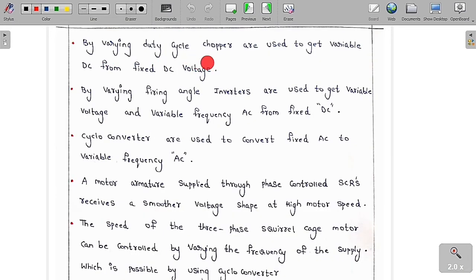By varying the duty cycle, choppers are used to get variable DC from a fixed DC voltage. Choppers are basically used to convert fixed DC to variable DC. The variable output DC can be obtained by varying the duty ratio or duty cycle.